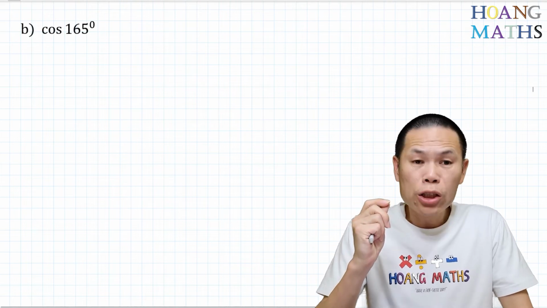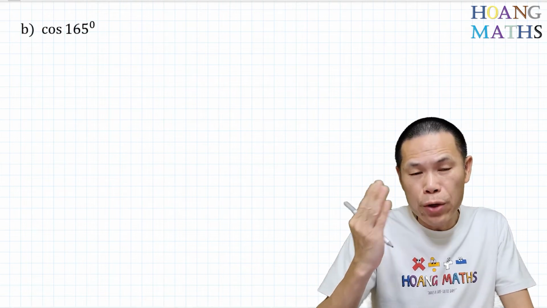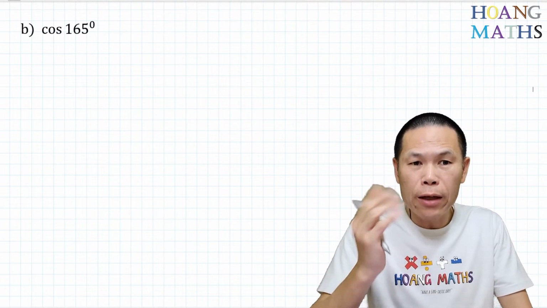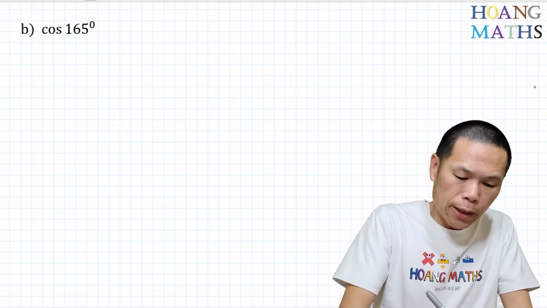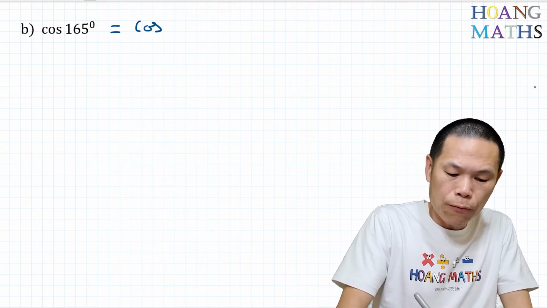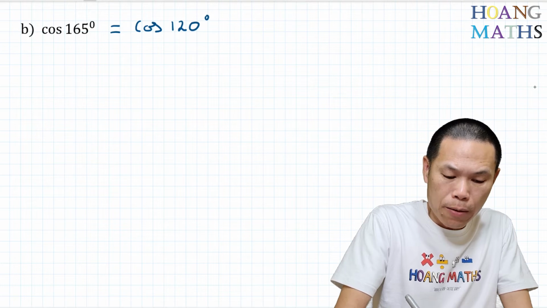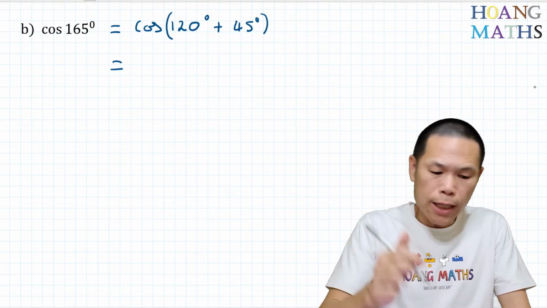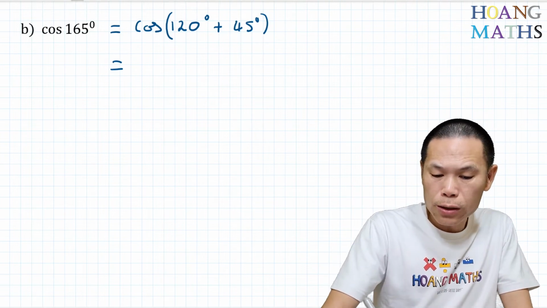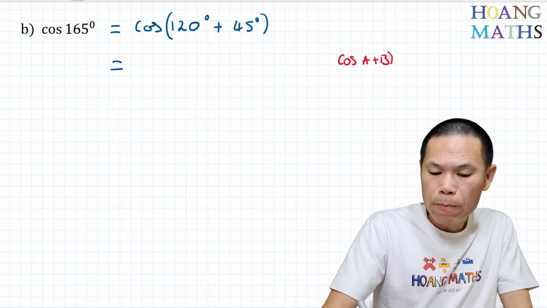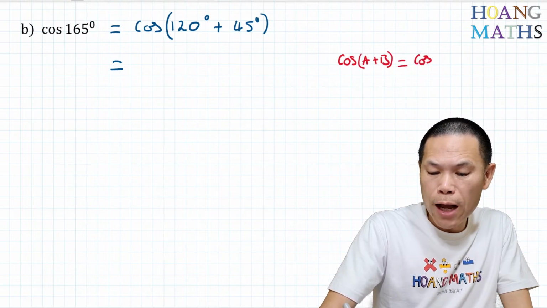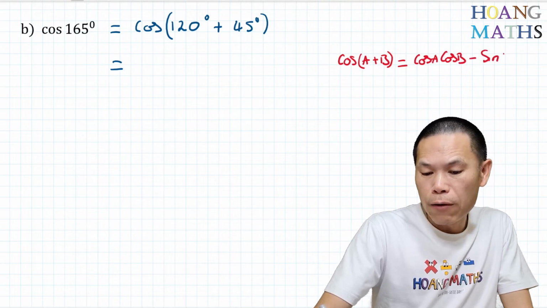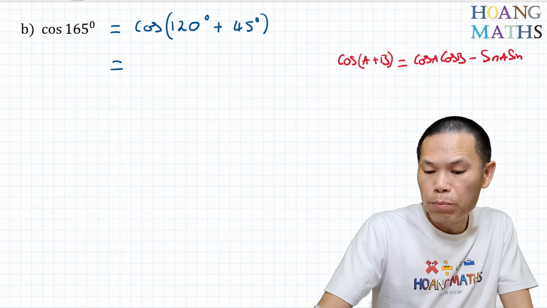Part B, cos of 165 degrees. We know that 165 degrees is equal to 120 degrees plus another 45 degrees. So that is equal to cos of 120 degrees plus 45 degrees. The trig identity is cos of A plus B, which gives me cos A cos B minus sine A sine B.